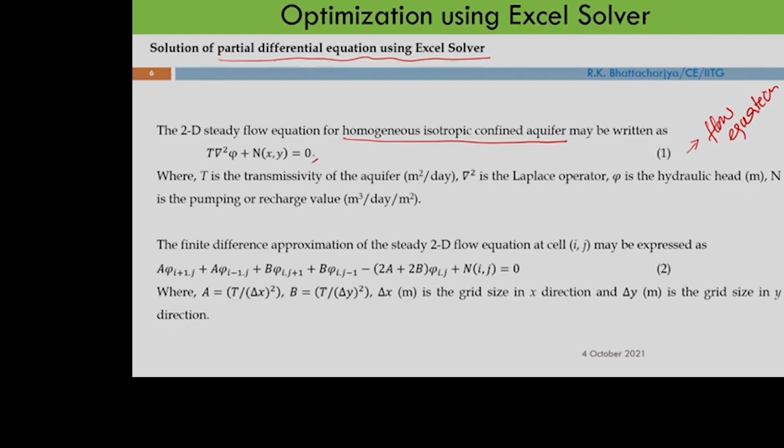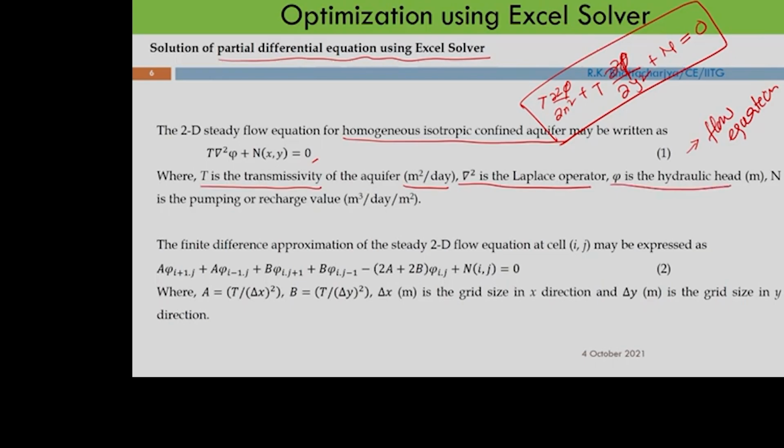The equation is T del square phi by del x square plus T del square phi by del y square plus n, where n is the source term, and this is equal to 0. I would like to solve this equation using Excel solver. Here T is the transmissivity of the aquifer, the unit is meter square per day, del square is the Laplace operator, and phi is the hydraulic head, which I would like to calculate. n is the pumping or recharge value, the source term, and the unit is meter cube per day per meter square.